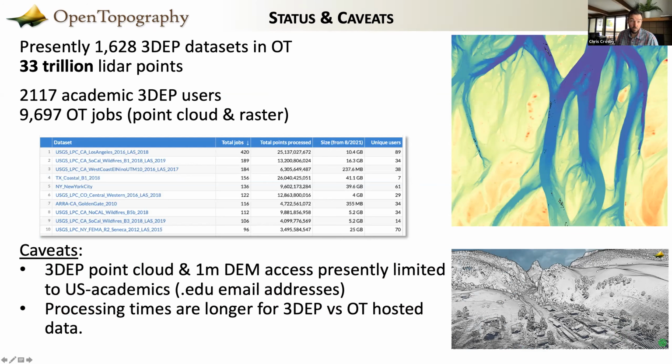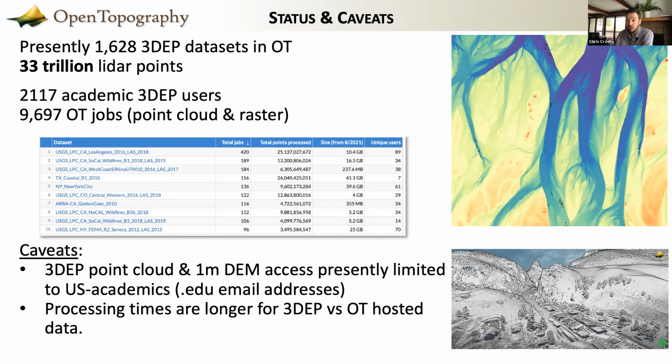Yeah, thanks. So that's the under the hood of how this actually works. Just a quick status of this exercise. The point cloud data have been available through OpenTopography since early in 2020, I guess. And then, as Matt said, the DEM data is a recent addition.